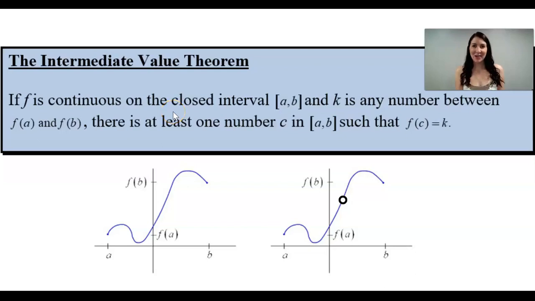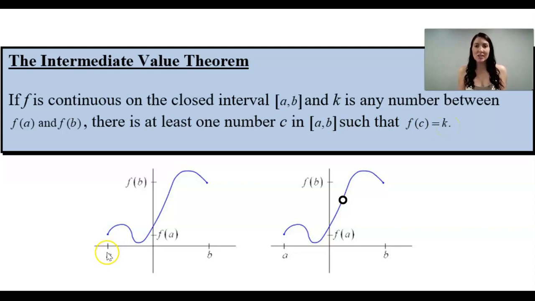The intermediate value theorem in calculus states, if f is continuous on the closed interval a, b, and k is any number between f of a and f of b, there is at least one number c in the closed interval a, b, such that f of c equals k. Let's look at what this means on a graph.